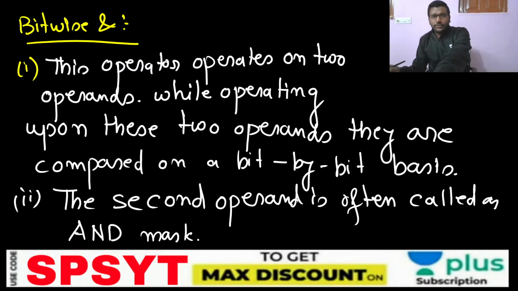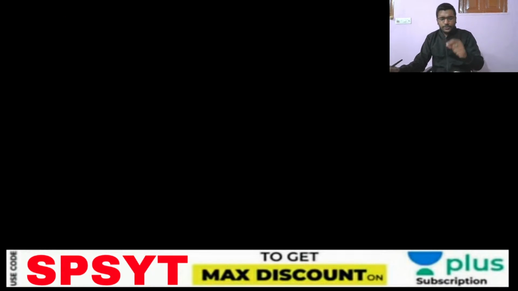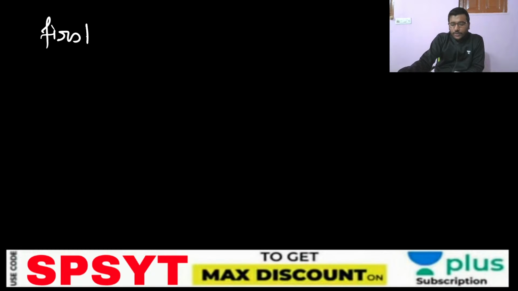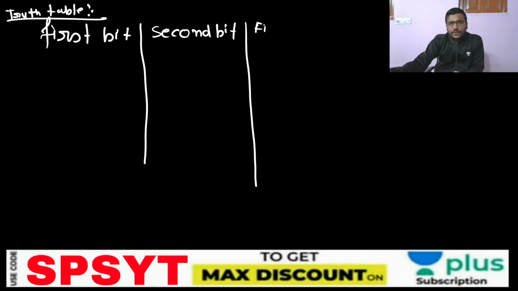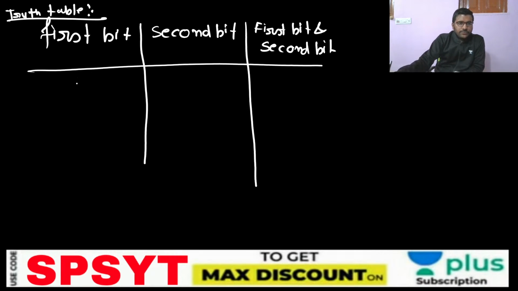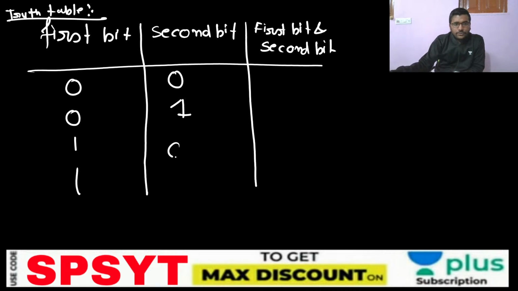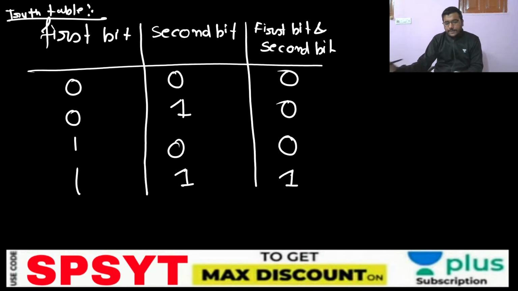Now, you know this, I hope. How will the truth table look? If the first bit is 0 0 1 1 and the second bit is 0 1 0 1, then 0 AND 0 gives 0, 0 AND 1 gives 0, 1 AND 0 gives 0, and 1 AND 1 gives 1. This is the truth table.